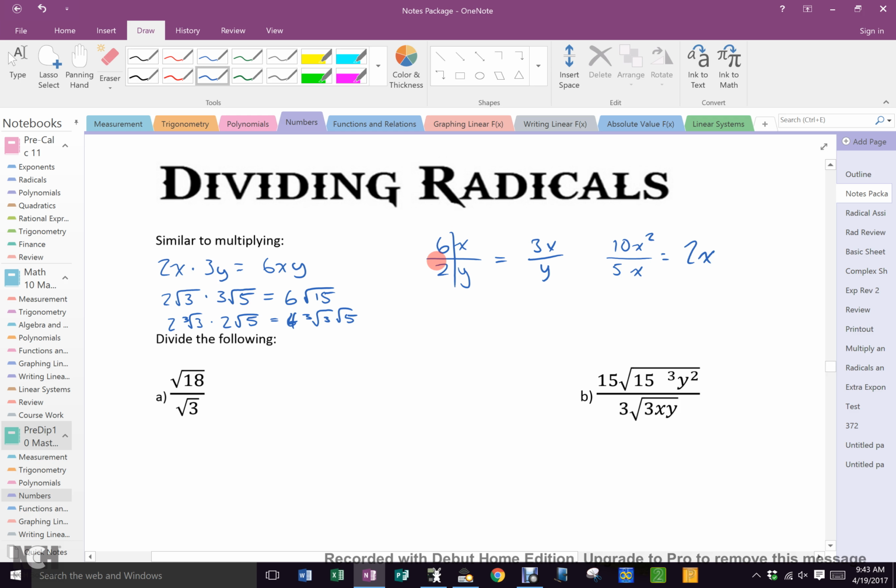Coefficients go with coefficients. Variables go with variables. So what do you think happens here? 6 root 12 over 2 root 6. What do you think will happen there? Karina? You could simplify the 12 to what? That's going to end up being 12 root 3, right? Over 2 root 6.